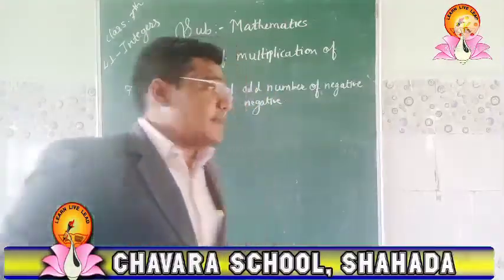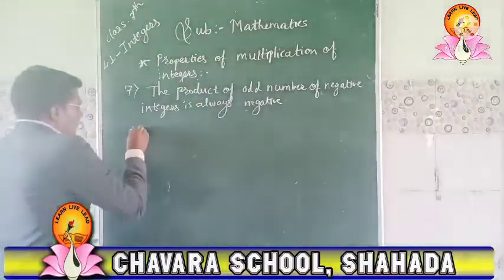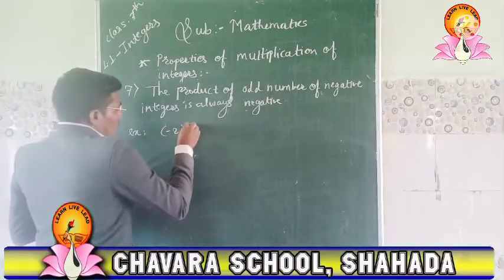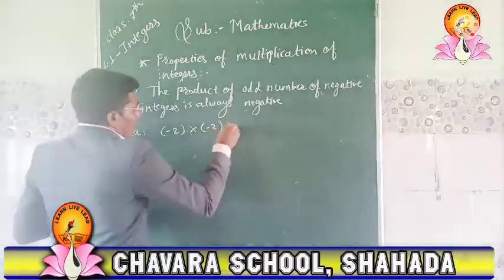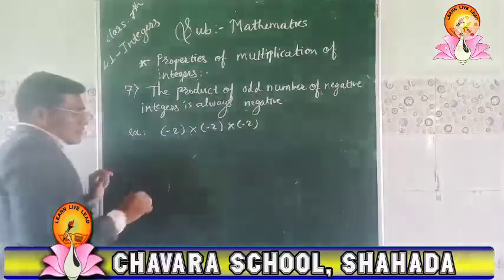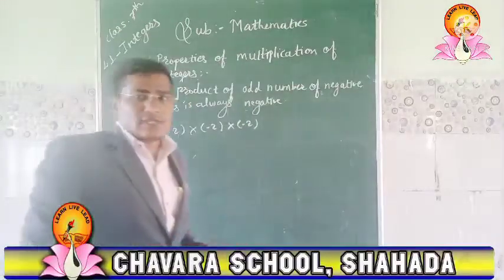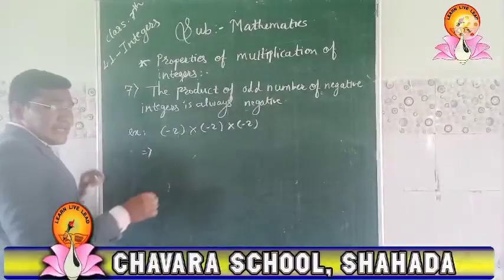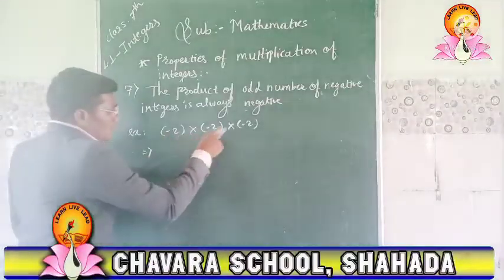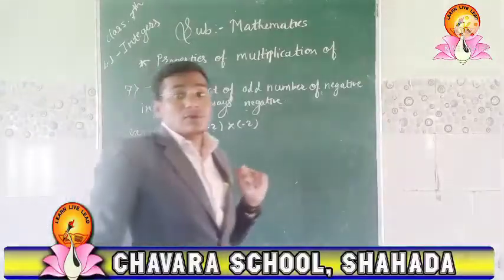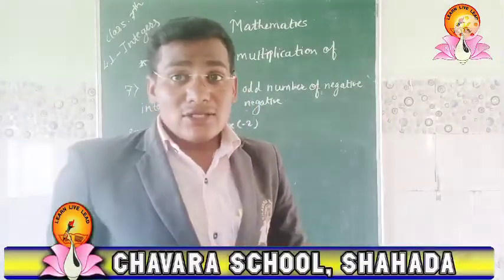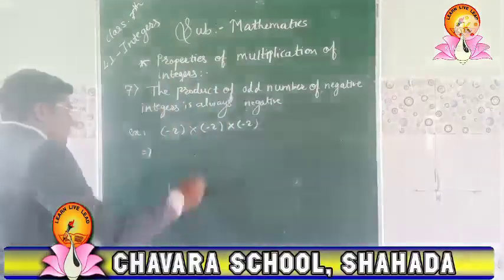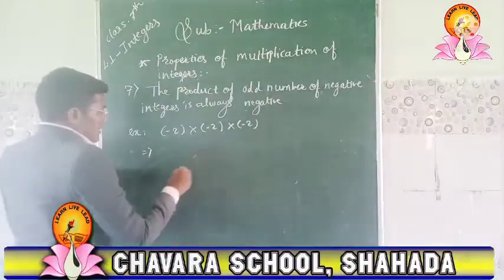So let me take an example. Suppose we have integers which are multiplied as -2 multiplied by -2 multiplied by -2. We can choose the same integer, or different integers also, no problem. Now how many times is the -2 multiplied? 1, 2, 3. 3 times the -2 is multiplied. And 3 is an odd number.